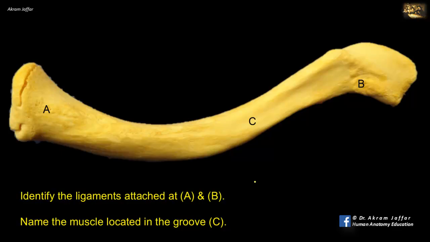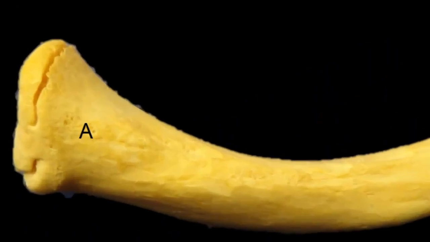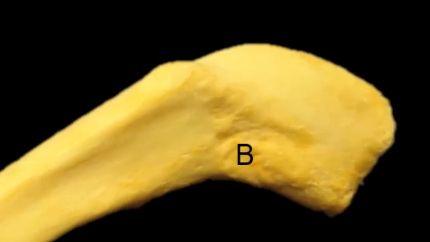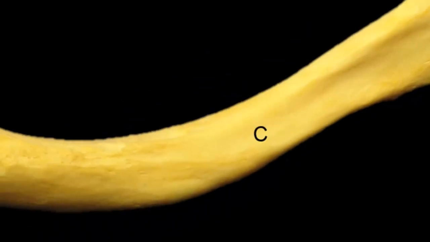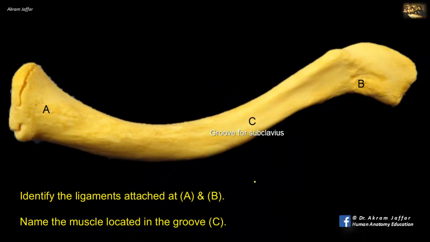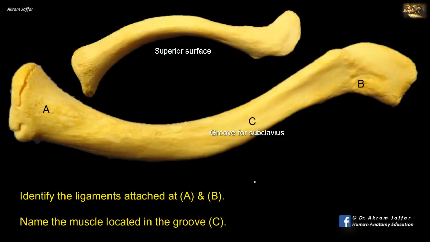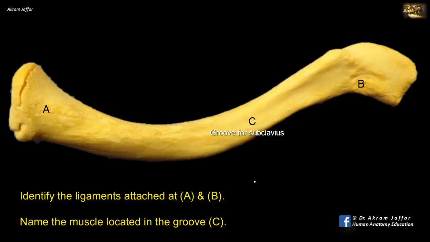Identify the ligaments attached at A and B and name the muscle located in the groove C. This is the inferior surface of the clavicle as indicated by the rough areas at both ends for the attachment of ligaments. Also, it shows a groove at C. This is the groove for the subclavius muscle. The superior surface of the clavicle is smooth in contrast to its rough inferior surface.